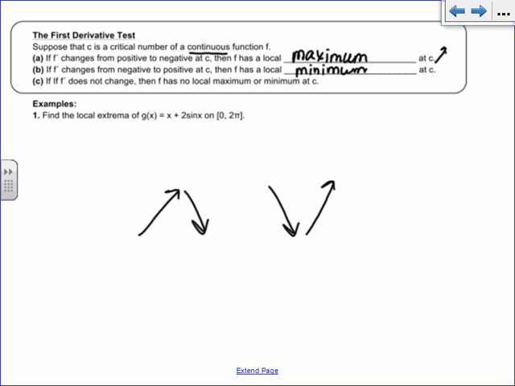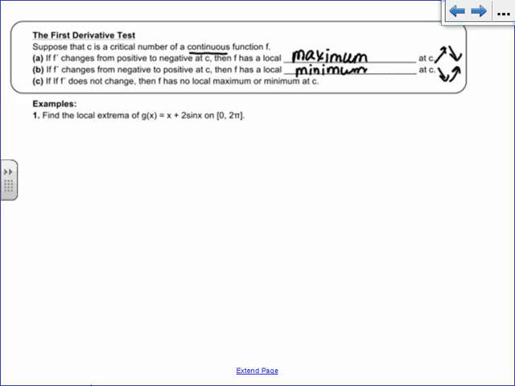So you can draw little sketches there if that helps. If f prime does not change, if it goes from positive to positive or negative to negative, then that's just one of those places where we have something like x cubed, where it tapers off to a slope of 0, but then continues to go up. Or the other way, like this, right?